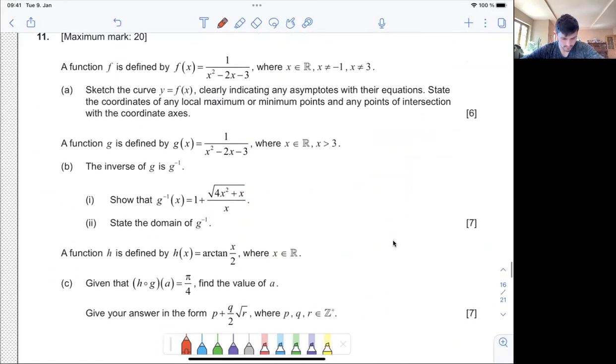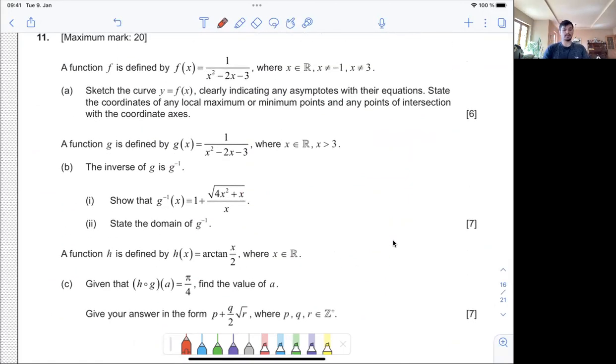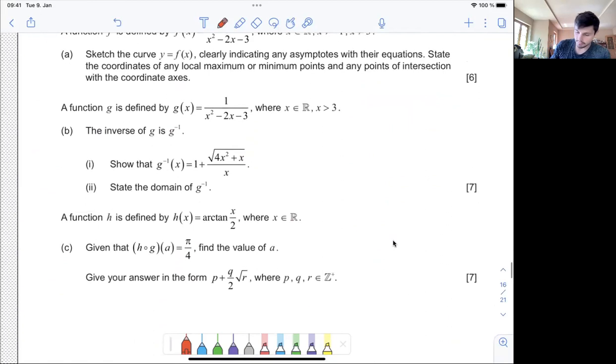We have a function h defined by h(x) is equal to arctan of x over 2, where x is an element of real numbers. Given that h of g of a is equal to pi over 4, find the value of a. Give your answer in the form p plus q over 2 multiplied by the square root of r, where p, q, and r are elements of positive integers. Okay, tricky one.